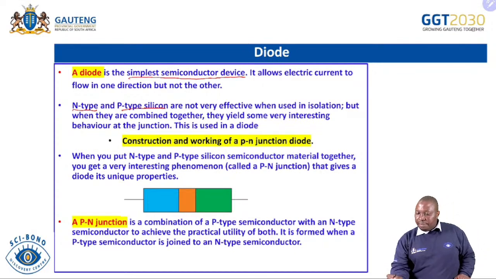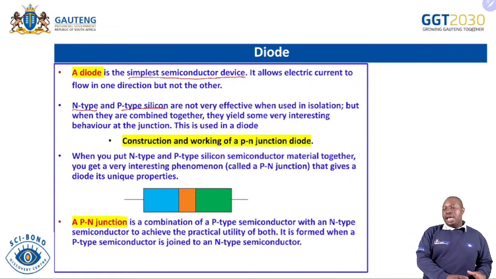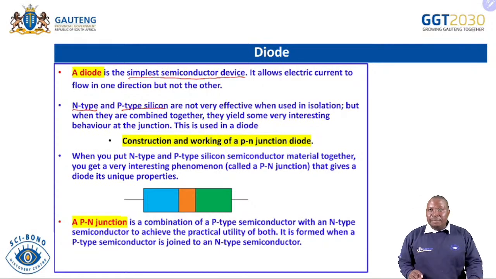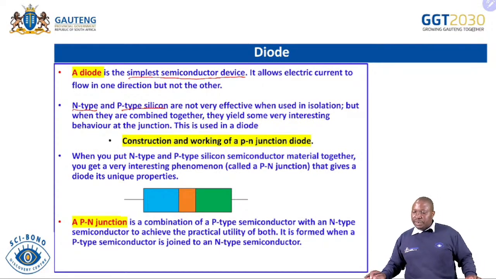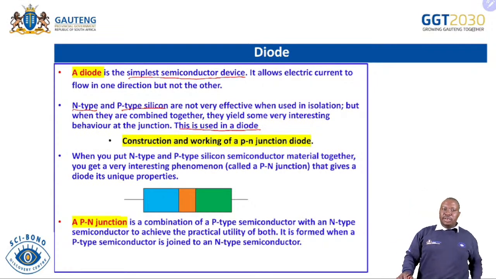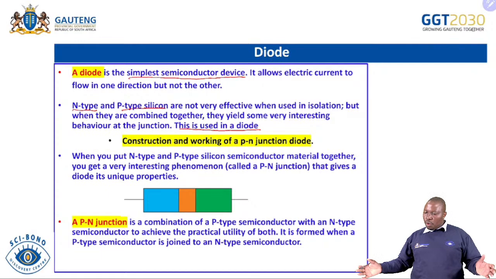So we're saying the N-type and the P-type silicon are not very effective when used in isolation. You have created an N-type and a P-type, but in isolation they are not very effective. But when they are combined, if you take the N-type and the P-type and combine them together, they yield some very interesting behavior at the junction. This is used as a diode. So you can see where the diode is coming from. We create an N-type silicon and a P-type silicon, then we bring them together, then we form a diode now.